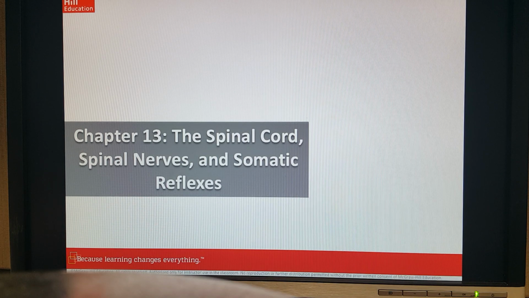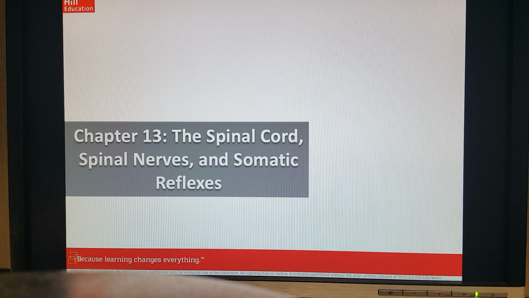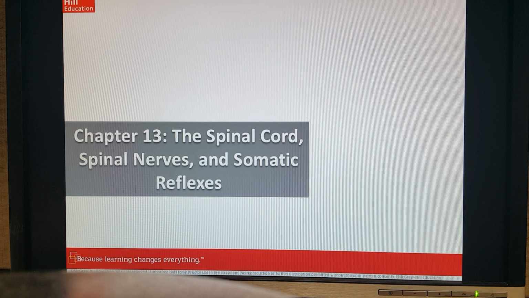Chapter 13. So we've moved away from the brain, going inferior to the brain, moving on to the spinal cord region, as well as the spinal nerves that extend off that region, as well as the reflexes that work with the nerves and the spinal cord in order to do different jobs.